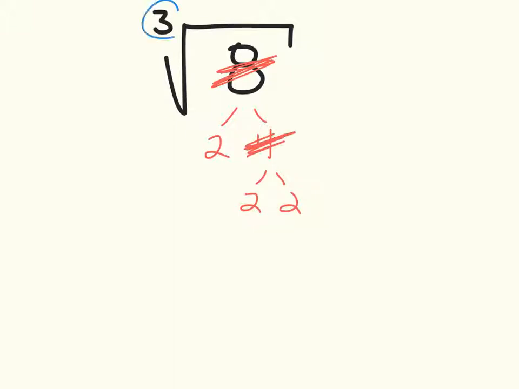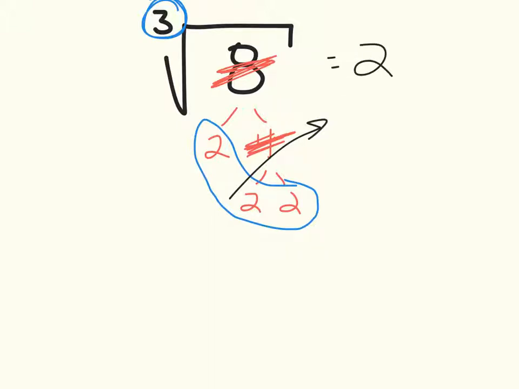Now, I'm looking for group size of 3. 3 of the same number that match. 3 of the same number, and I've got it right there. 3 2's, which means one of my 2's comes out of the root, and I get 2.